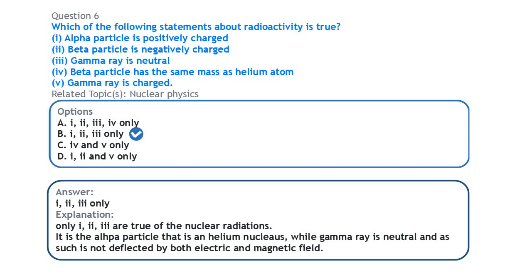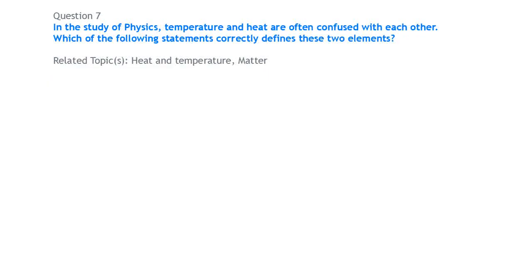So I is correct, II is correct, and III is correct. IV is wrong. The beta particle does not have the same mass as a helium atom; the helium atom, in fact, is the alpha particle. And the gamma ray is neutral, it is not charged. So I, II and III are the correct statements here. That makes option B.